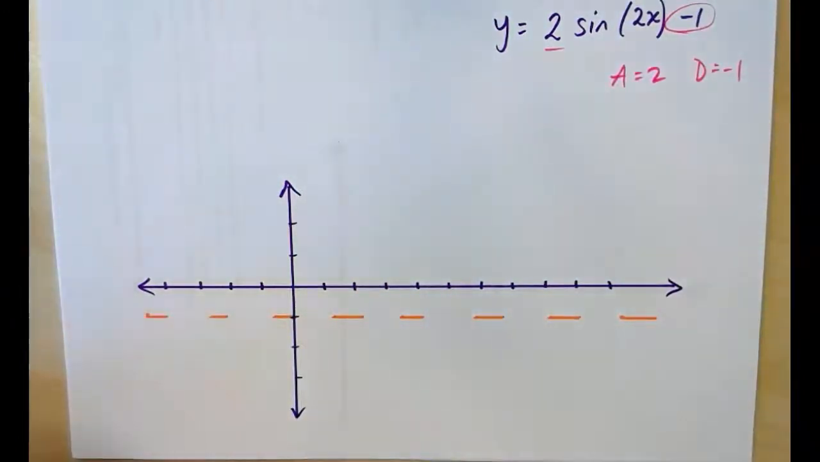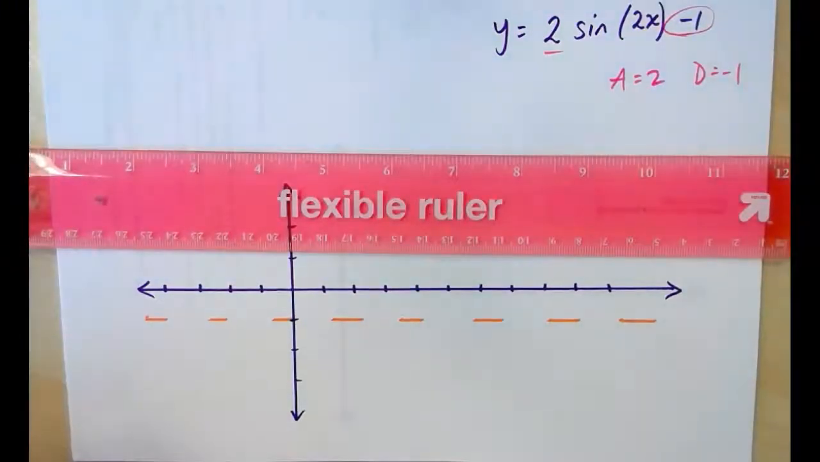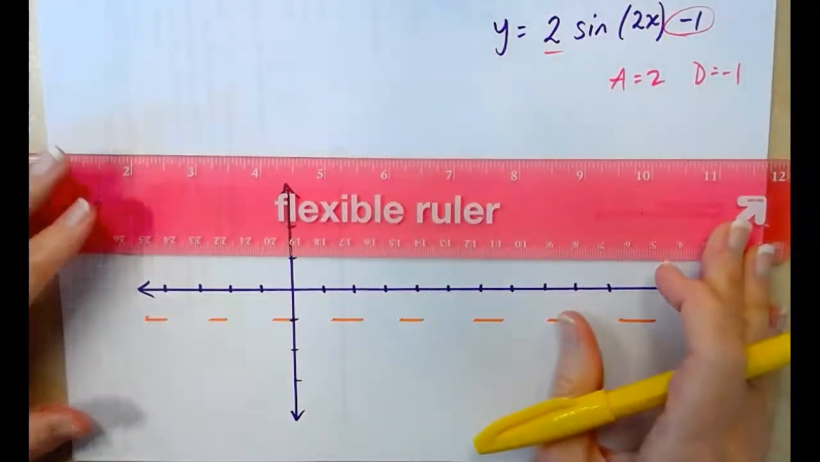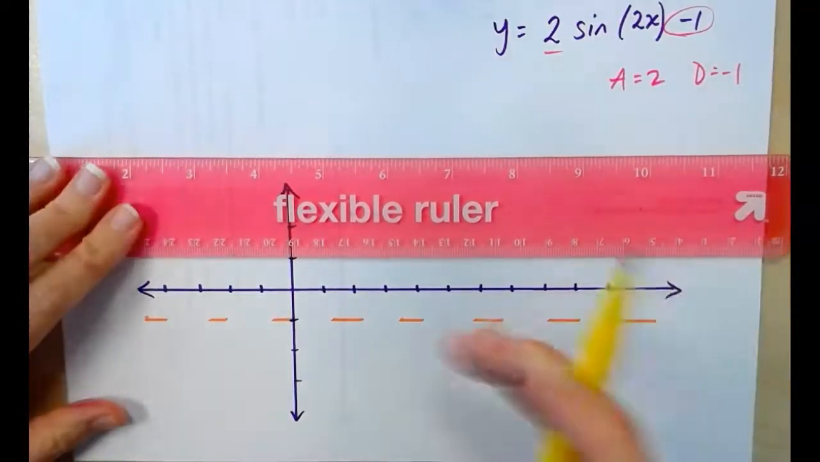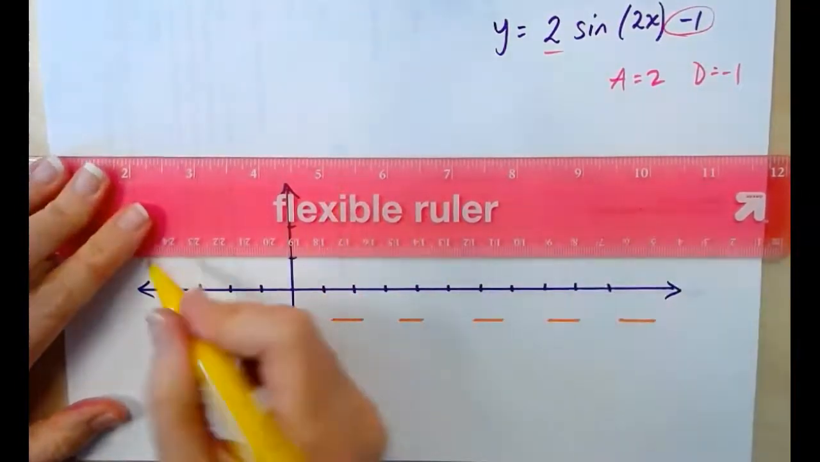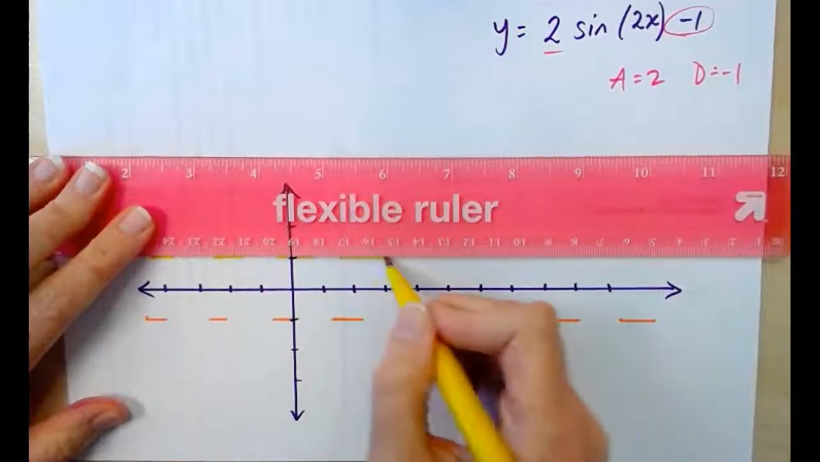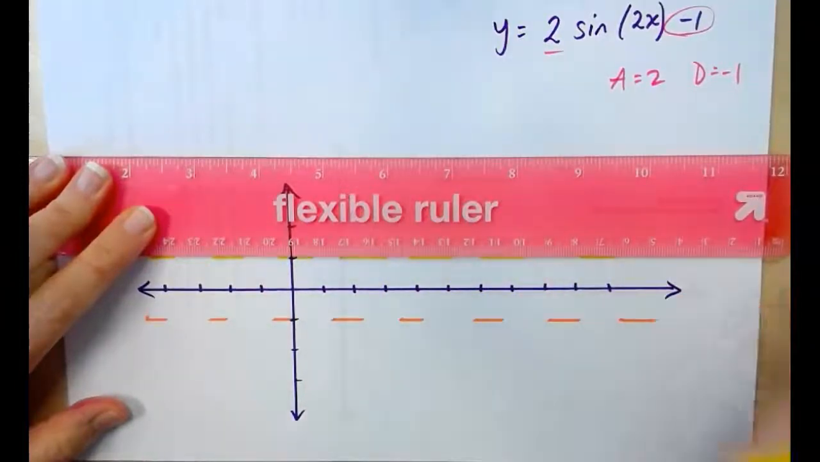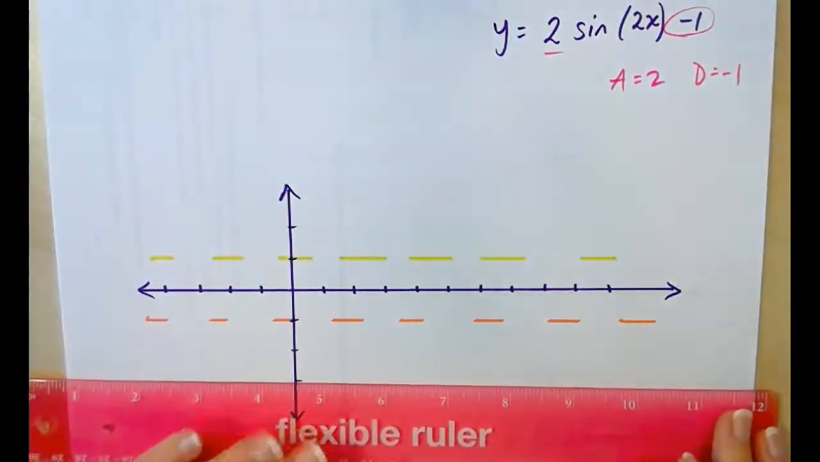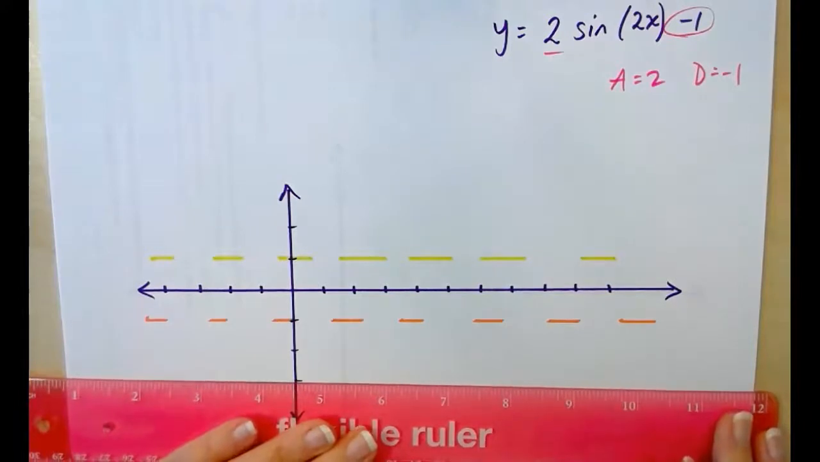And we're going to have an amplitude of 2, which means that we're going to be going up 2 units above the midline. I'm using my ruler to try to keep this as precise as possible. And we'll also be going down 2 units below the midline.